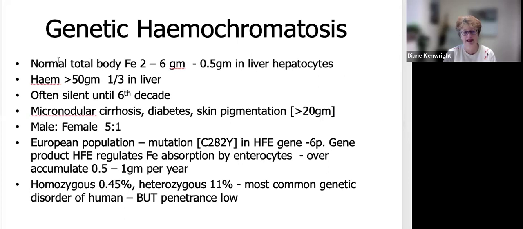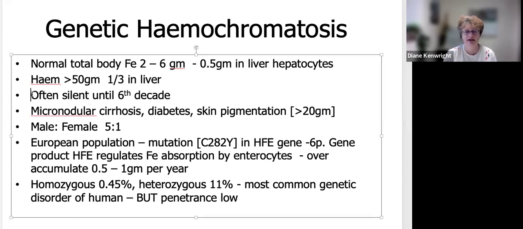Here we go. Here is a set of information about genetic hemochromatosis. What are the important bits? The first is that it's often silent until the 6th decade. It has a classic picture of cirrhosis, diabetes because it damages the islet cells in the pancreas, and skin pigmentation.